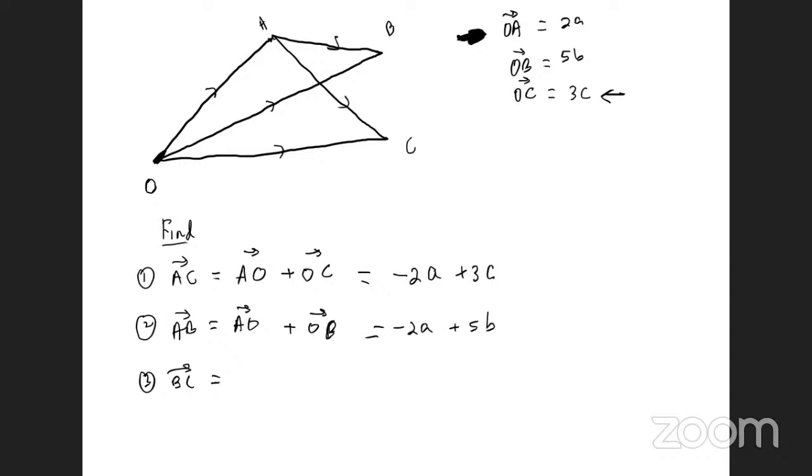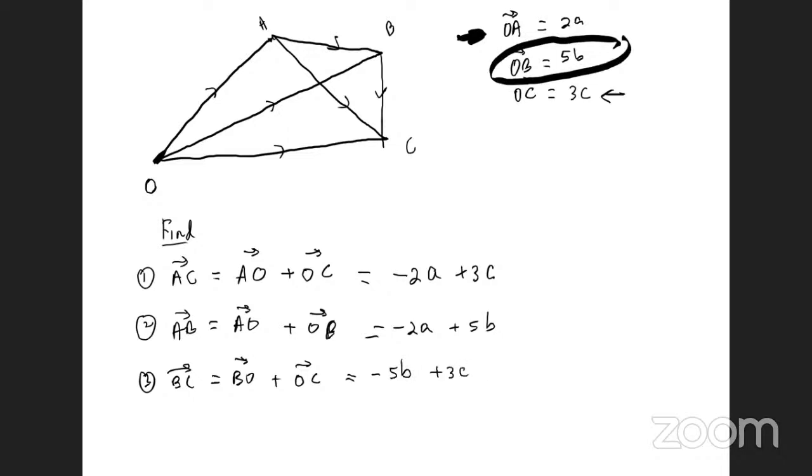Right, nice, good. Seeing the answers. Of course, you draw your line B to C first. You draw your line B to C, and you go B to O plus O to C. B to O is what? B to O is minus 5B, because remember, you're going against the arrow here. And OC is 3C. Okay, nice.